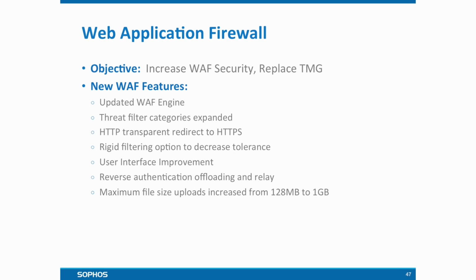We started by upgrading the WAF engine and greatly expanding the threat categories. We also added a much-needed option to redirect HTTP transparently to HTTPS, added a more secure rigid filtering option to decrease tolerance and risk, updated the UI in many places, and put one of the last pieces of the puzzle in place to replace Microsoft's TMG, reverse proxy authentication. We also upped the maximum file size for file uploads from 128 megabytes to 1 gigabyte.